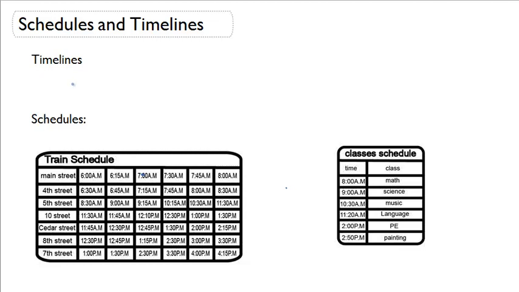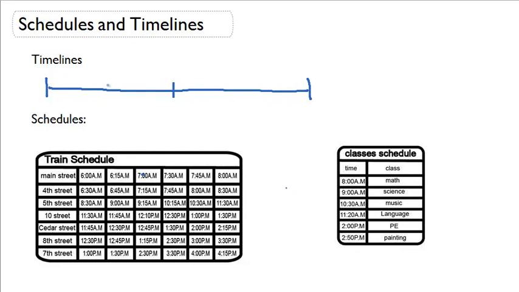Hello, scholars. In today's topic, we're going to talk about schedules and timelines. I want to start out with timelines because there's something that's incredibly useful to think about. A timeline is basically your entire time drawn out on an entire line.